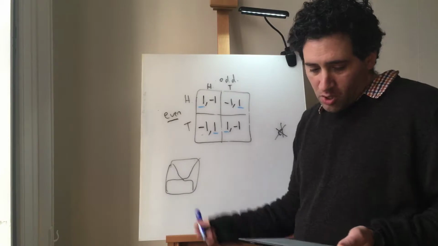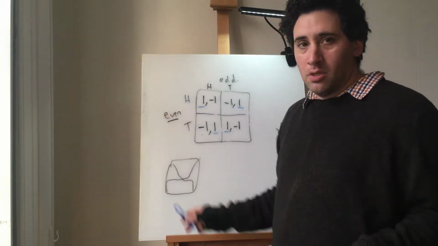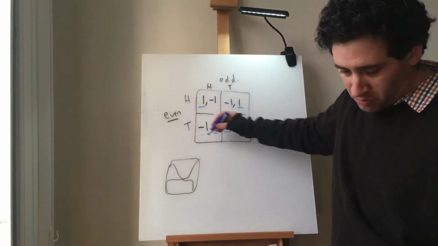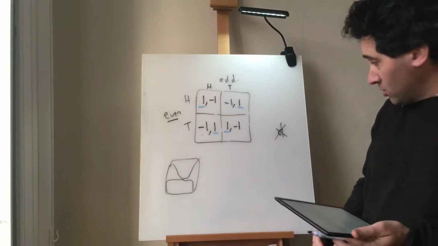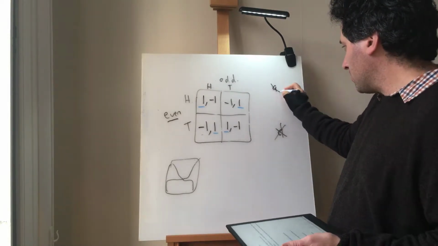Okay. We do not see any cell with 2 underlines in it. There is no combination of pure strategies that forms a Nash equilibrium. So I can cross off A as a pure strategy Nash equilibrium.